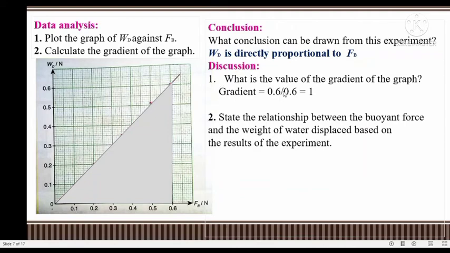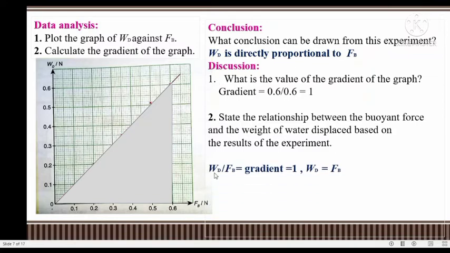Discussion. What is the value of the gradient of the graph? To determine the gradient, we draw a triangle below the line. Calculate 0.6 divided by 0.6, we get 1. No unit, because WD is in Newton and FB is also in Newton, so we get 1. Now state the relationship between buoyant force and weight of water displaced based on the result of the experiment.